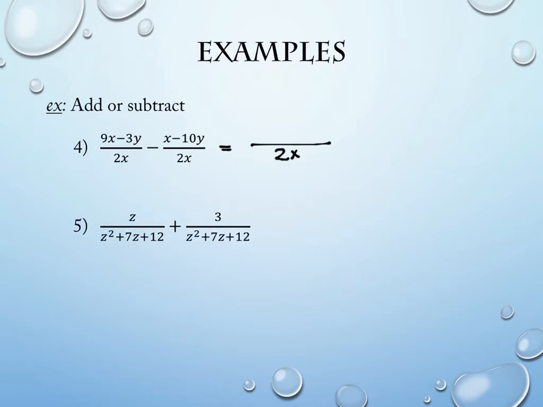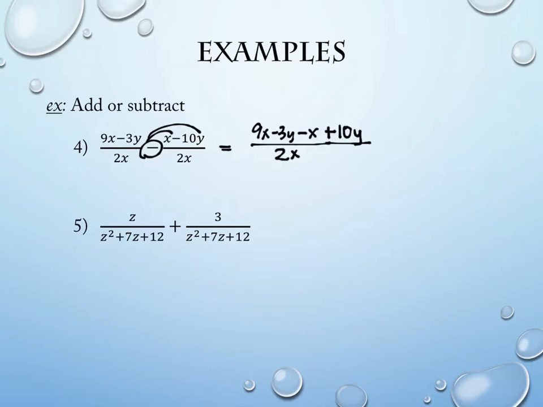Now on this one, it starts out with 9x minus 3y. But then it has a subtraction sign here that has to apply to each piece. So I would end up with minus x, and then I would end up with positive 10y. Okay, I have to subtract everything in the numerator that follows. So everything from the second numerator gets the negative attached to each piece. Okay? And then I will combine like terms.